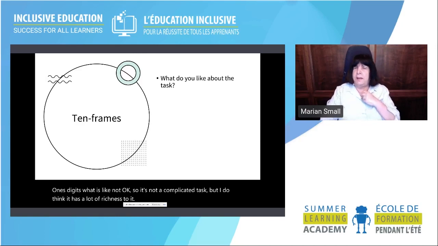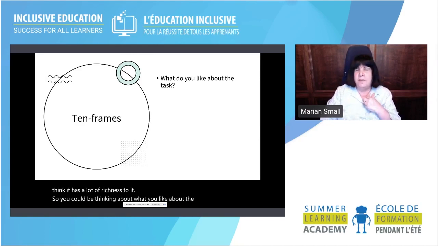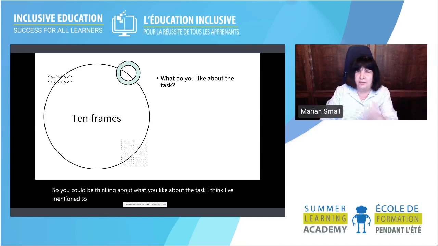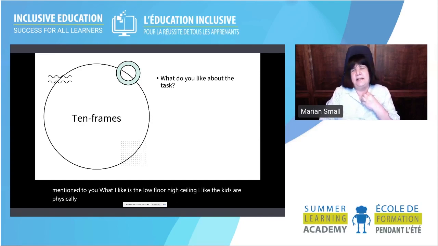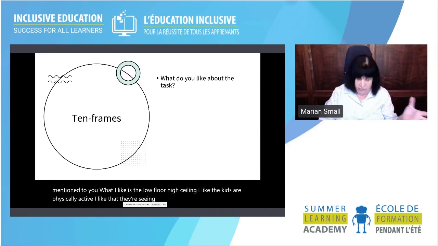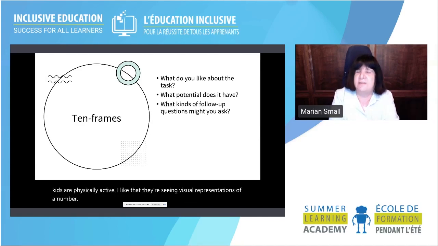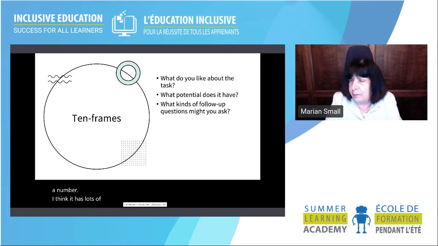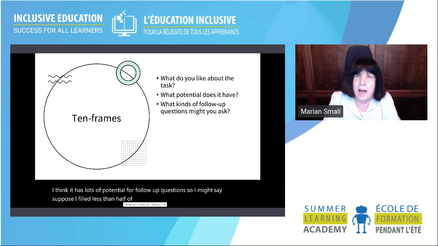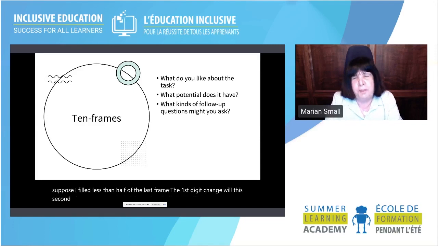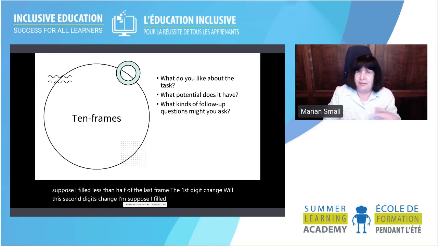So you could be thinking about what you like about the task. I think I've mentioned to you what I like is the low floor, high ceiling. I like that kids are physically active. I like that they're seeing visual representations of a number. I think it has lots of potential for follow-up questions. So I might say, well, suppose I filled less than half of the last frame. Will the first digits change? Will the second digits change? Suppose I filled exactly half of the last 10 frame. Then are there as many possible numbers? So there's lots of follow-up.